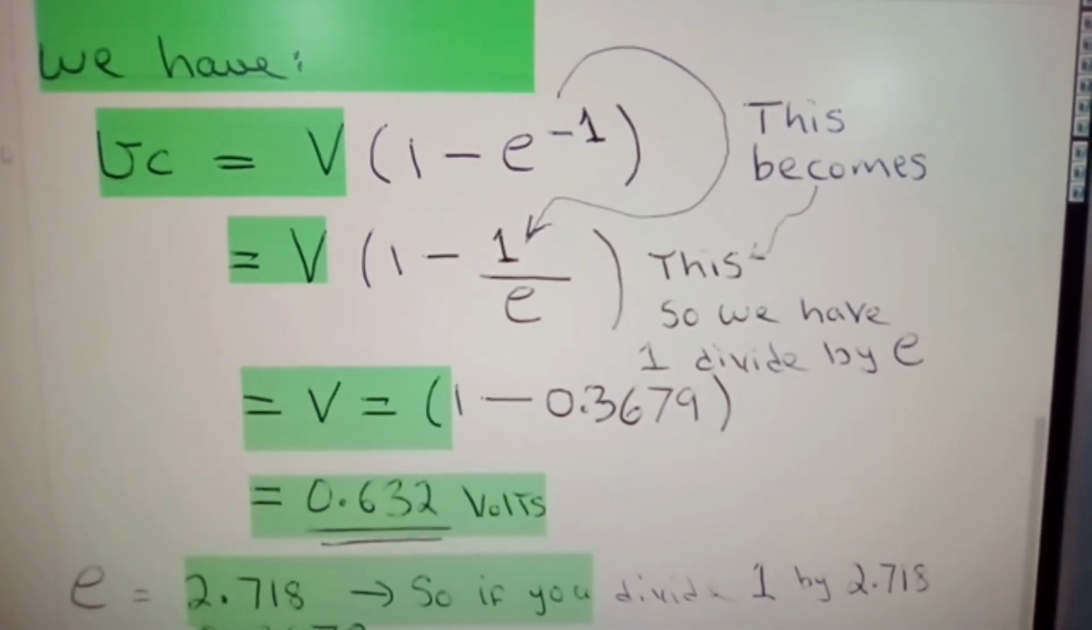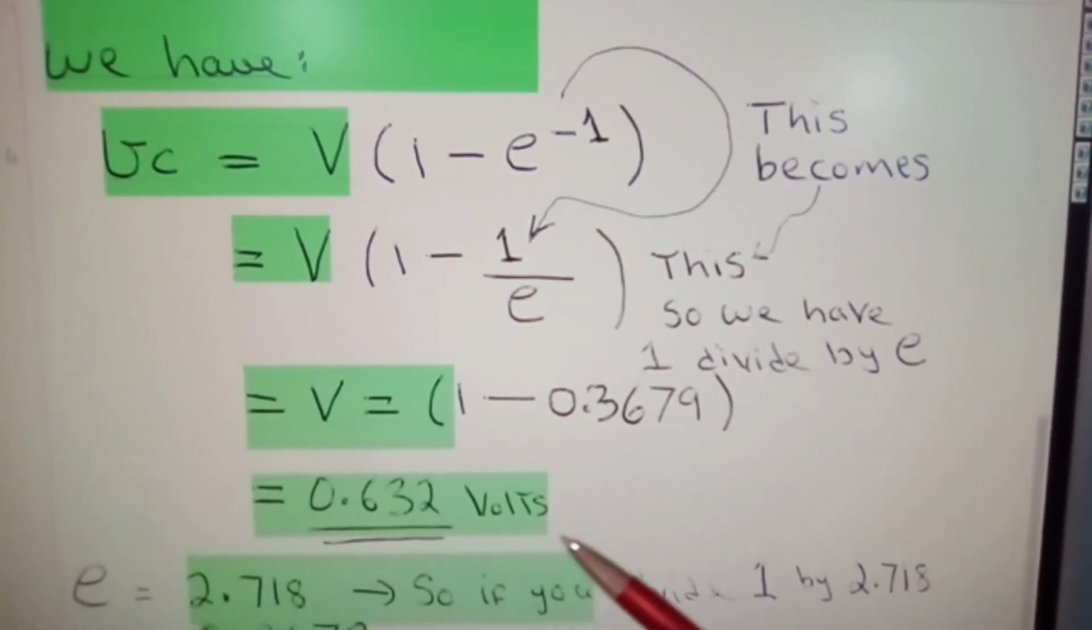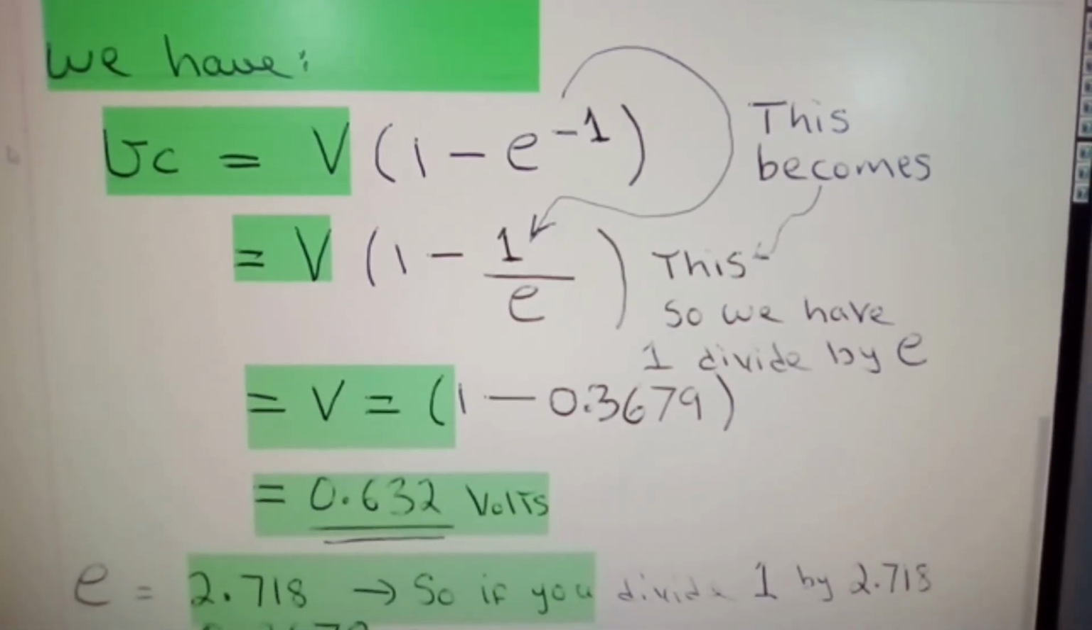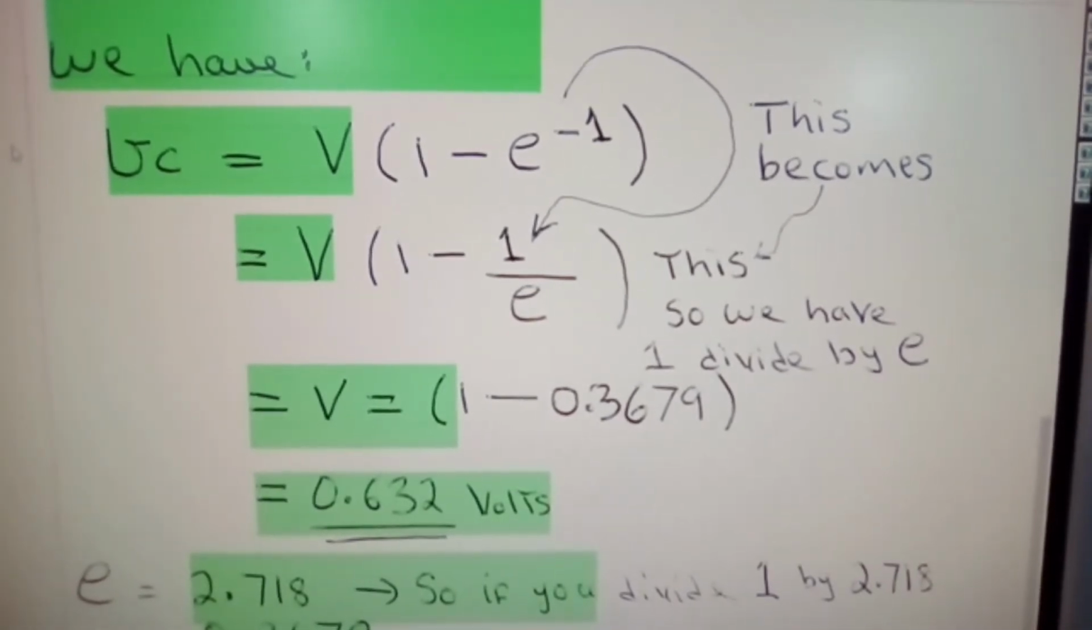Therefore, the voltage equals 0.632 V. e equals 2.718. So if you divide 1 by 2.718, it does equal 0.3679.